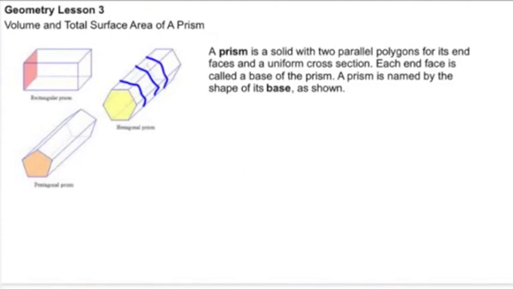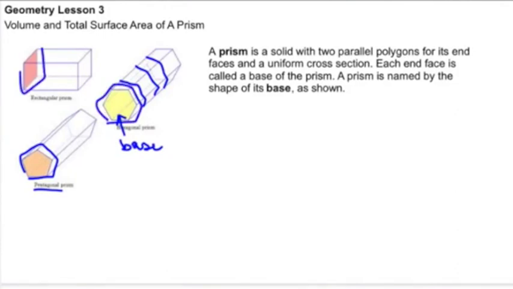Each end face is called a base of the prism, and a prism is named by the shape of its base as shown. So you'll notice over here we have in really tiny letters a pentagonal prism because the base of the prism is a pentagon. Over here we have a hexagonal prism and a rectangular prism.